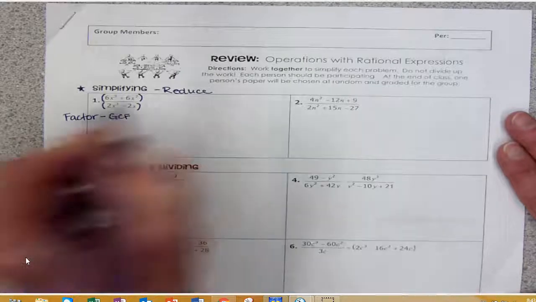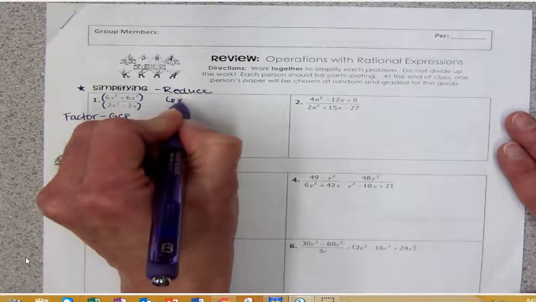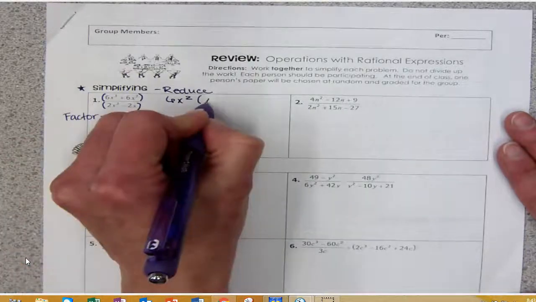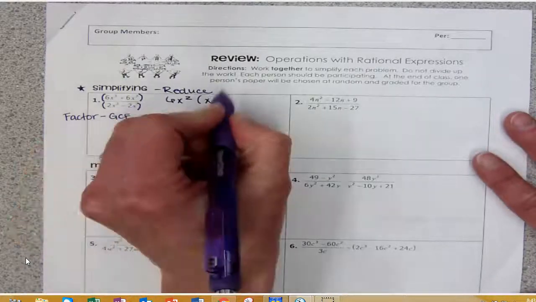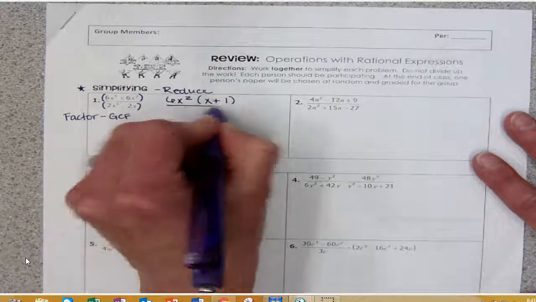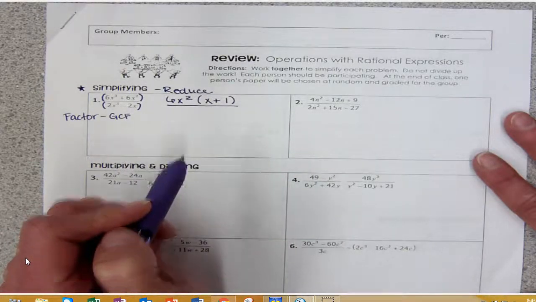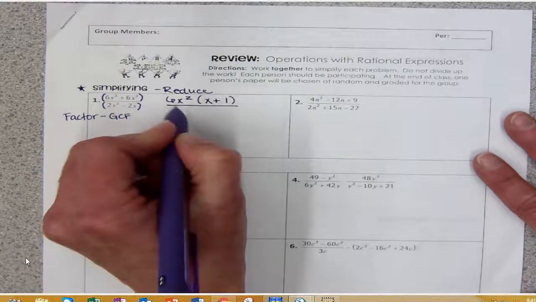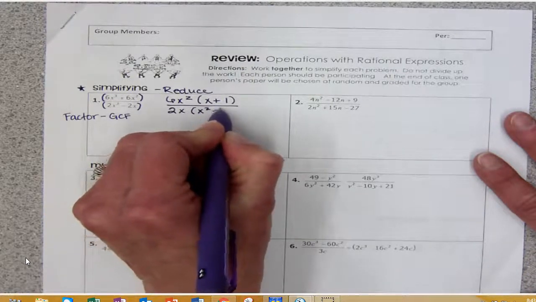And the greatest common factor of the numerator is going to be 6x squared. And when you take 6x squared, divide 6x cubed by 6x squared, you're left with x plus 6x squared divided by 6x squared is 1. So that is my numerator factored out with the greatest common factor. The greatest common factor of the denominator is going to be 2x. And I'm left with x squared minus 1.